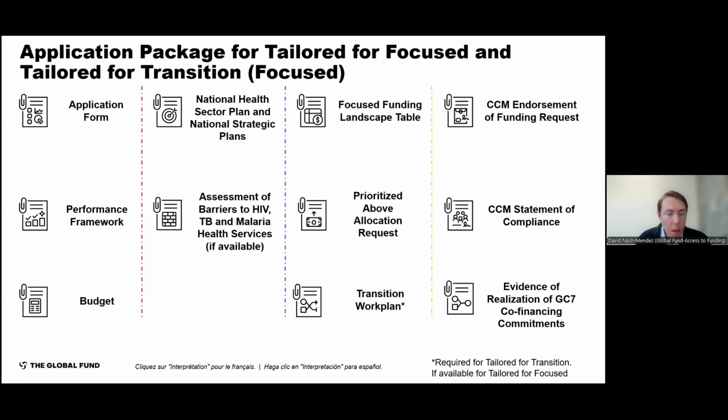That being said, we do have some differentiation in these annexes for focused portfolios that I would like to highlight today.